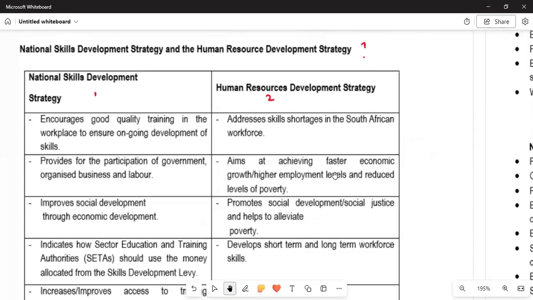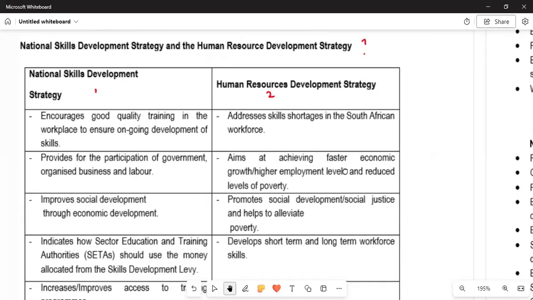So coming to human resource development strategies, it addresses skills shortages in South African workforce. It also aims to achieving faster economic growth, higher employment levels, and reduce levels of poverty. That is why this strategy was brought into account, to make sure that people are going to be equipped with knowledge, so that there's going to be employment opportunities, promotes social development and justice, and helps to alleviate what? Poverty. There will be no poverty if ever this strategy is put into action.